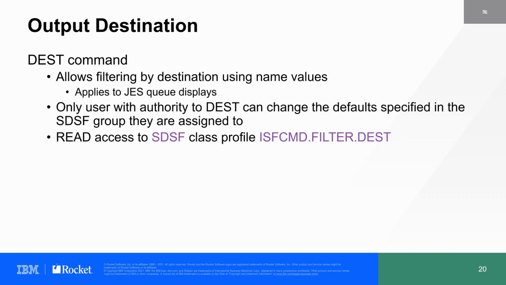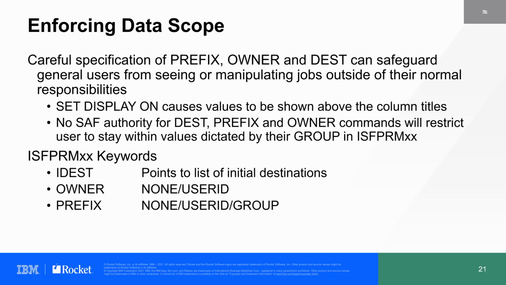Now, why do we do this? Well, if you carefully define the defaults for various SDSF users, you can keep them ring-fenced inside their own prefix, owner and destination scope. Okay? So you can safeguard them, and you can say, right, okay, you can only see on the queue panels, on their standard things like ST, DA, H, O, and I, you can only see the jobs we want you to see. Okay. And if they don't have access to issue the prefix, owner or dest command, they can't change it. So they're kept within their ring fence.